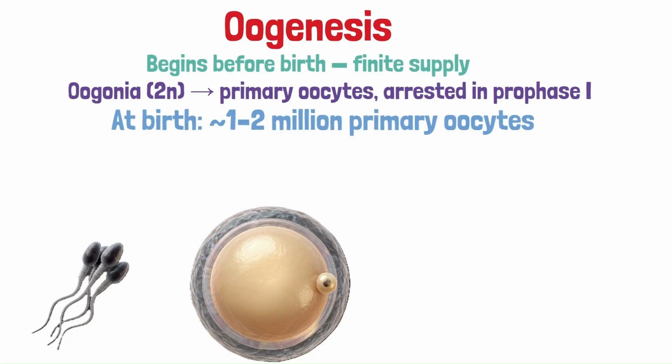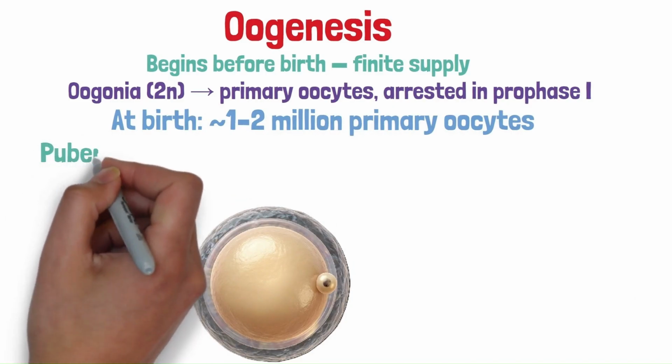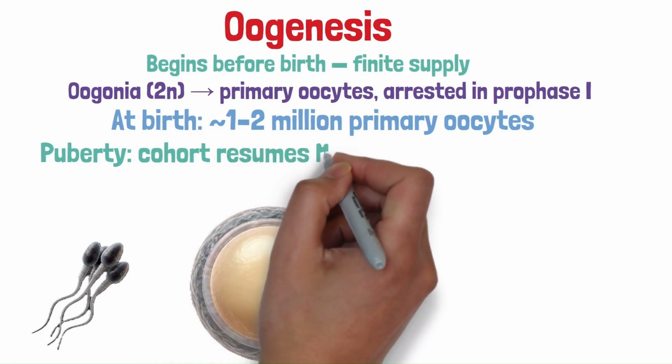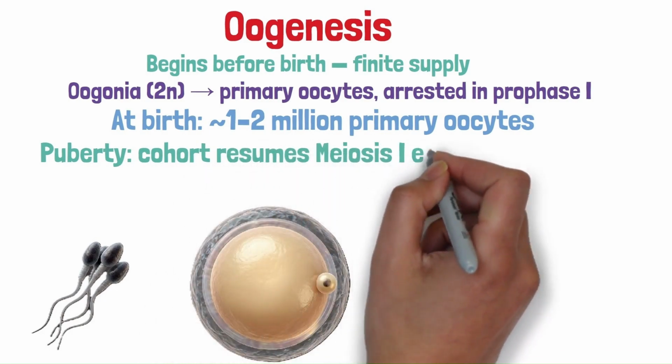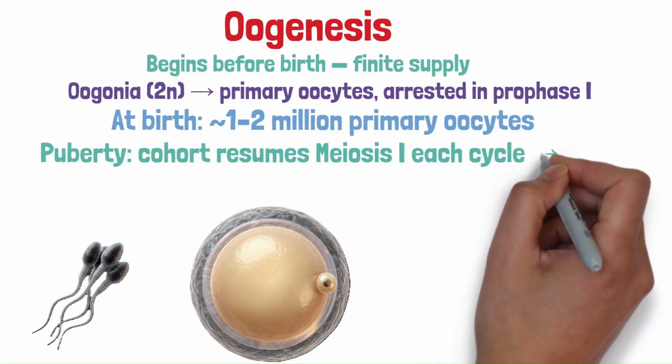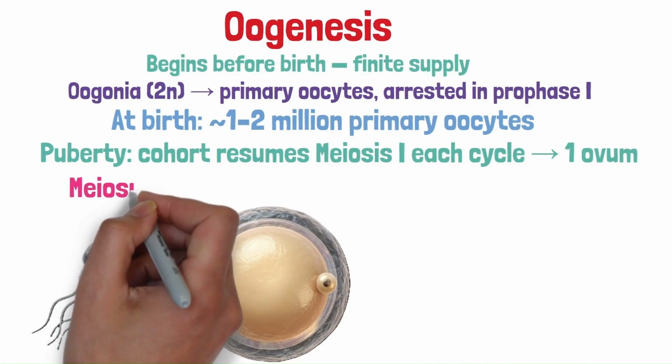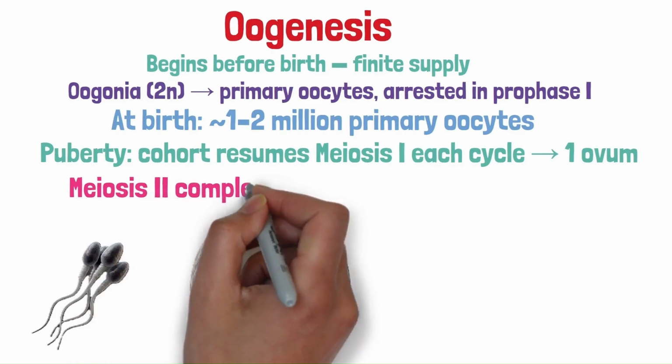At puberty, each menstrual cycle, a cohort of these primary oocytes finally resumes meiosis 1, and just one completes it to become an ovum. And meiosis 2 does not even finish here. It only completes if and when fertilization actually happens.